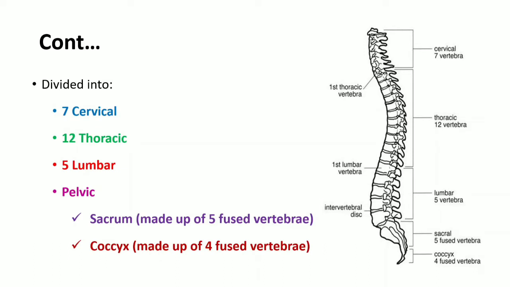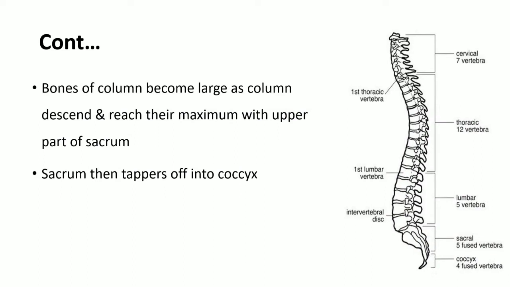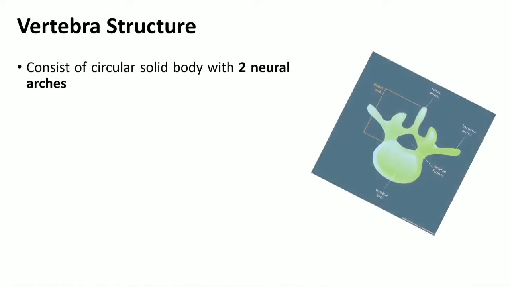As shown in the previous picture, the backbone can be divided into 7 cervical, 12 thoracic, 5 lumbar, and 1 pelvic region in which the sacrum and coccyx are present. Sacrum is made up of 5 fused vertebrae, whereas coccyx is made up of 4 fused vertebrae. If you see the picture of the backbone, the vertebrae become larger as they go downward. It has its maximum size at the upper part of the sacrum. This sacrum then tapers off into the coccyx.